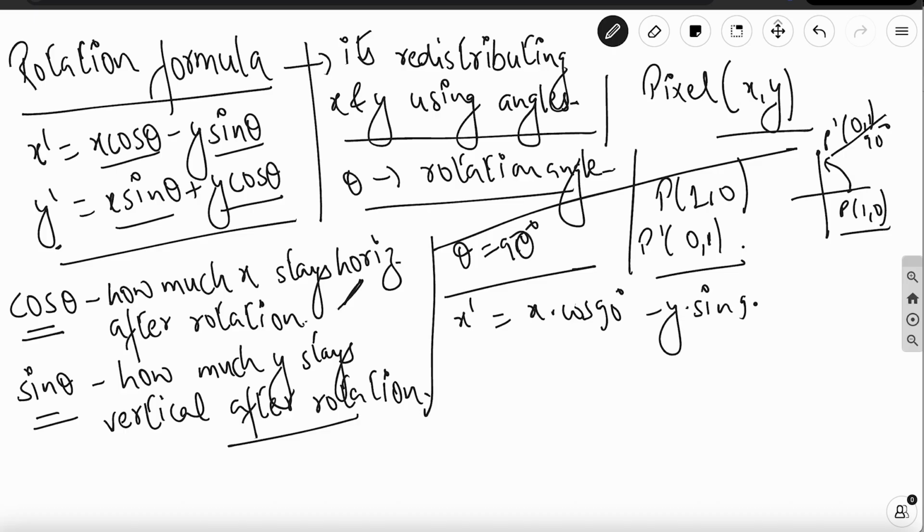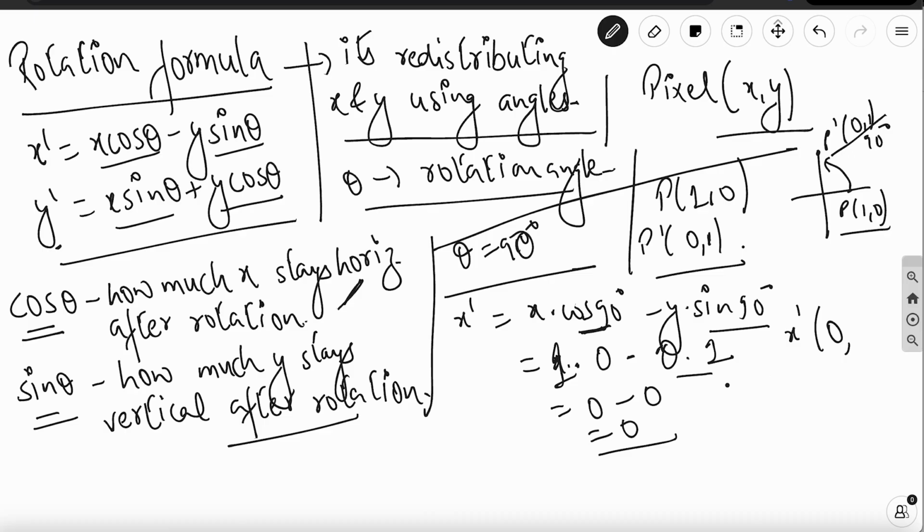Now we know that cos 90 is 0, and x here was 1, so let's substitute that. y is 0 and sin 90 is 1. So 1 into 0 is 0, 0 into 1 is again 0, so it is 0. So x dash is basically 0.